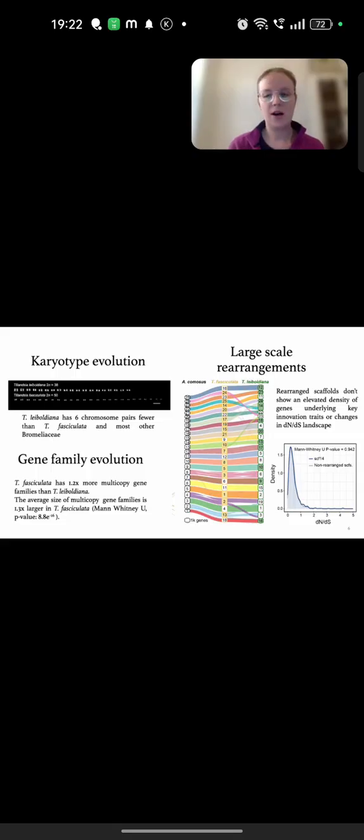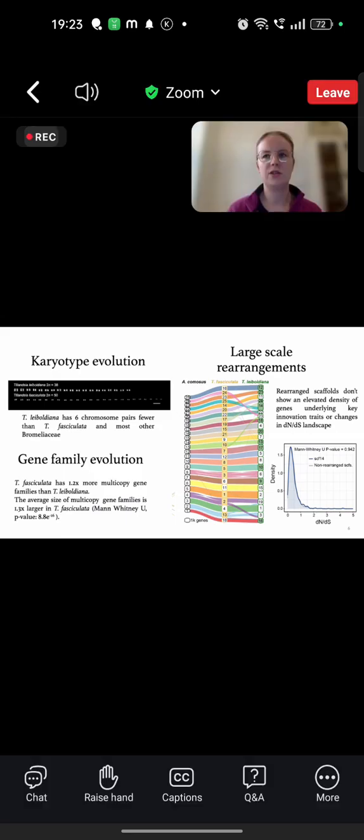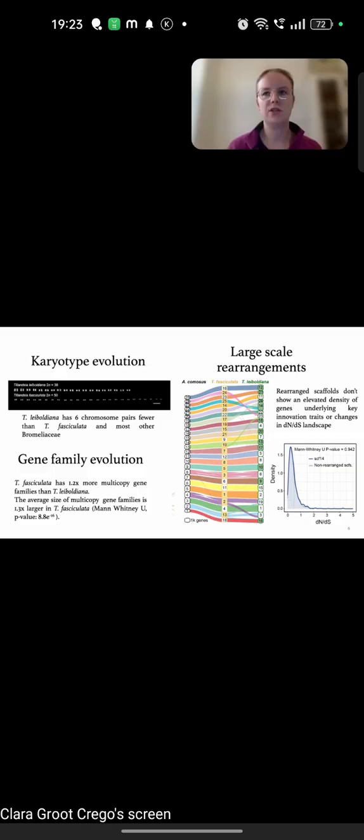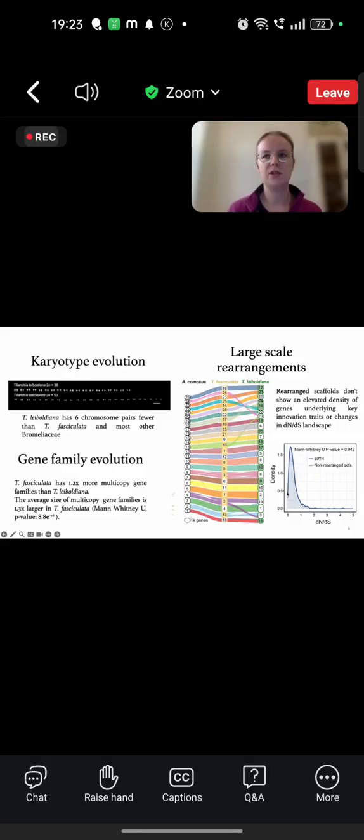And then we wanted to ask whether these rearranged scaffolds had a significantly different selection landscape from the non-rearranged ones. And we did that by calculating the dN/dS ratios of single-copy gene orthologs on all of these scaffolds. And you see here the distribution of dN/dS for, in this case, scaffold 14, compared to all the other non-rearranged scaffolds in Tillandsia laeboldiana. And we couldn't really see much of a shift, so it doesn't seem like these rearrangements have really affected the dN/dS ratio. So on that time scale it seems to not be too different.